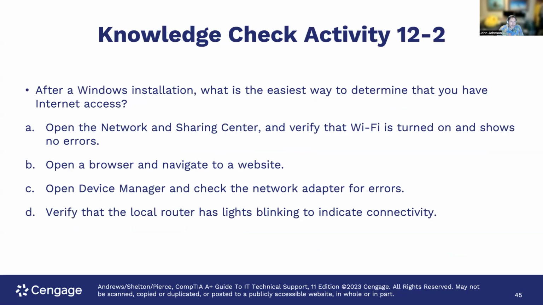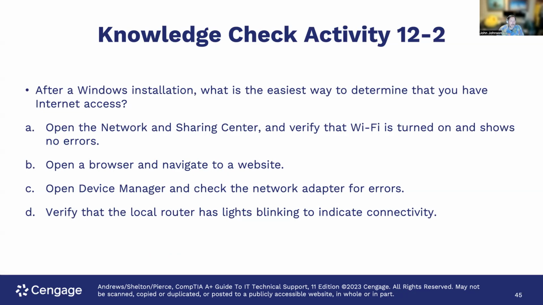And we have our next knowledge check here. After Windows installation, what is the easiest way to determine that you have internet access? Open the Network and Sharing Center and verify that the Wi-Fi is turned on and shows no errors. That can be done, but that may not exactly get us where we want, and it's a lot of steps too. We can open a browser and navigate to a website.